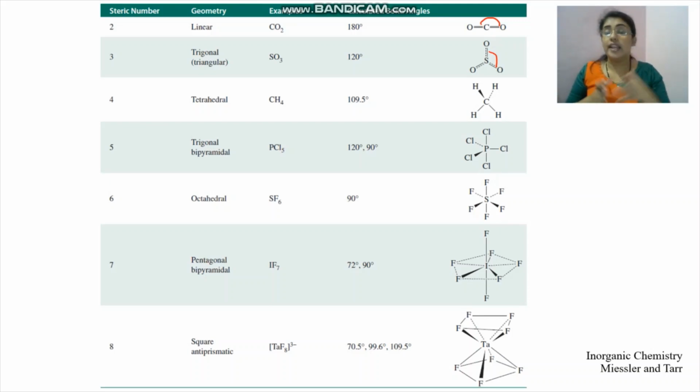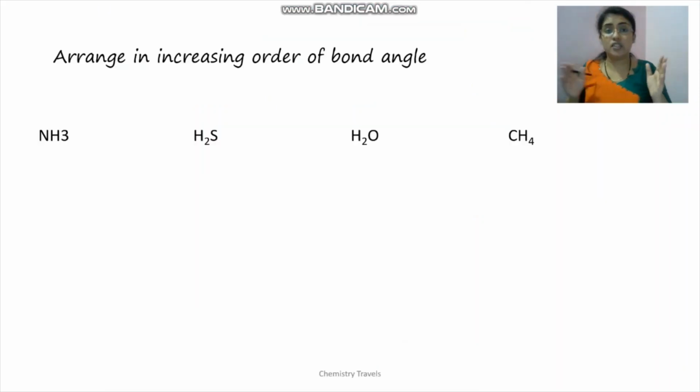Now let's see what happens if we have lone pairs as well, and also look at the contribution of the electronegativity of the central atom. How is that contributing to the bond angle, and how are the lone pairs affecting the bond angle? Let's take this question: arrange the molecules given here in increasing order of their bond angle. We have ammonia, H2S, H2O, and methane. First, we use VSEPR theory to predict their structures, then the molecular geometries and shapes for each of them.